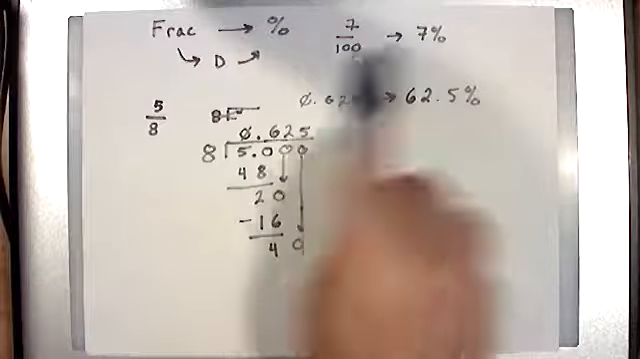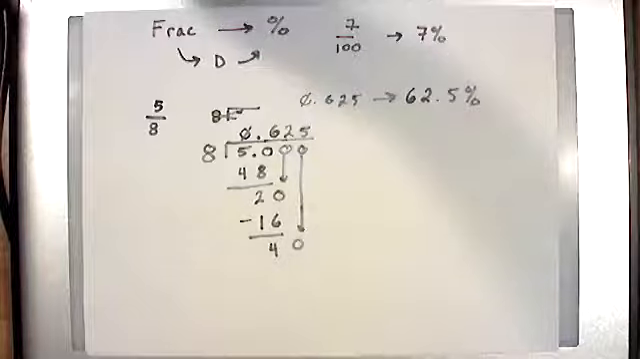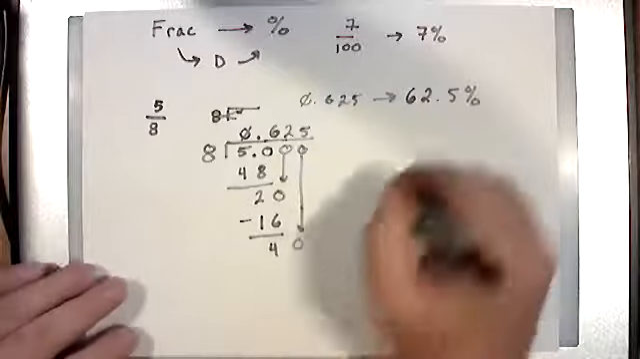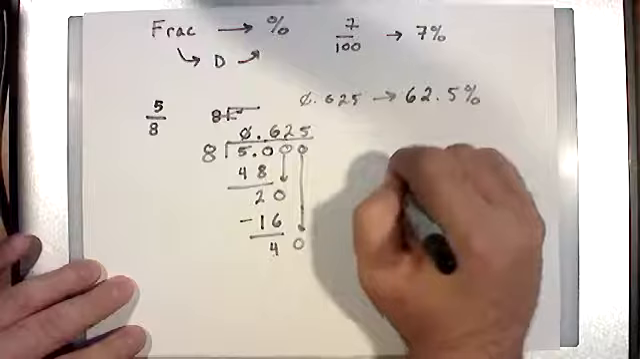Now, again, remember, if it's over 100, you can get it over to a percent immediately. Let's squeeze this in one over here. Let's say I said 3 over 20.